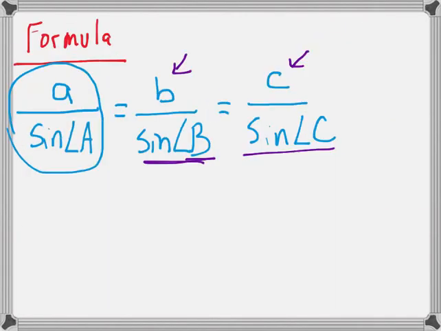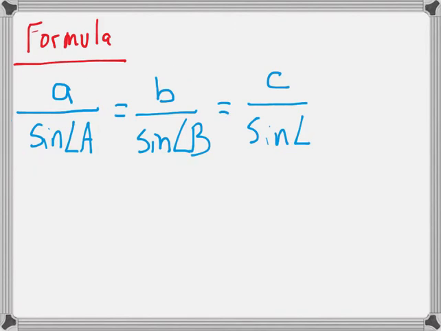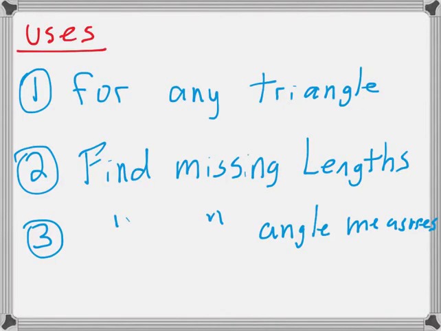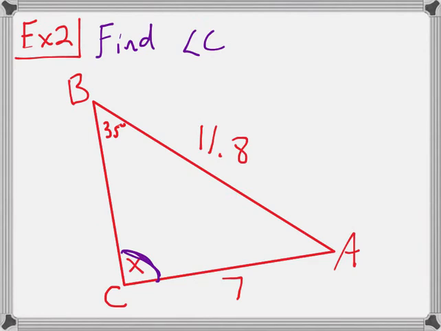I'm going to go back. That means I'm going to have to use which proportion? This guy, because I'm missing angle C. I need to use that part of the proportion. I have side C though. It's opposite 11.8. So I'm going to write this down: 11.8 over sine of angle C.